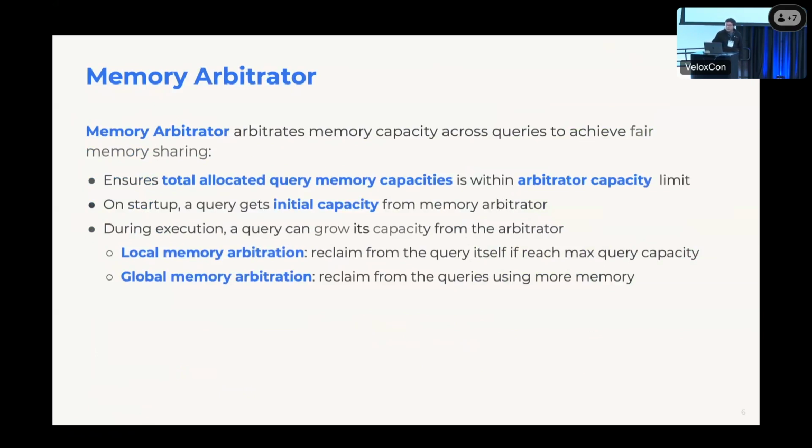There are two kinds of memory arbitration. If a query has already exceeded its max capacity limit, we won't reclaim memory from other queries, but reclaim memory from the query itself to make sure the query can run to completion within its max capacity limit. And if the query has not hit the max capacity limit, then we will look at all the other queries running in the system and reclaim the used memory from the queries with more memory, for fair memory sharing.